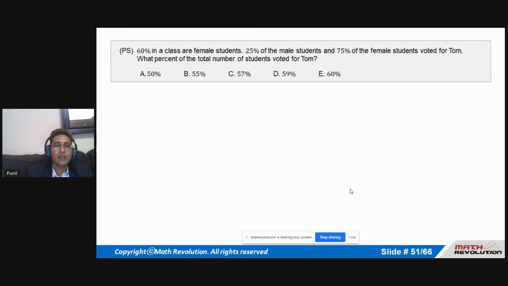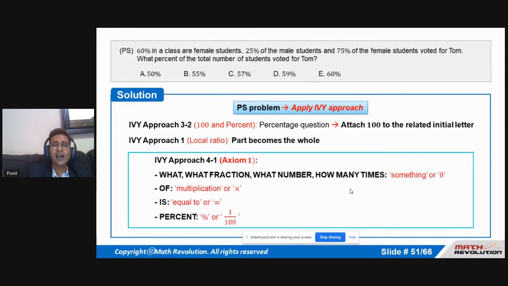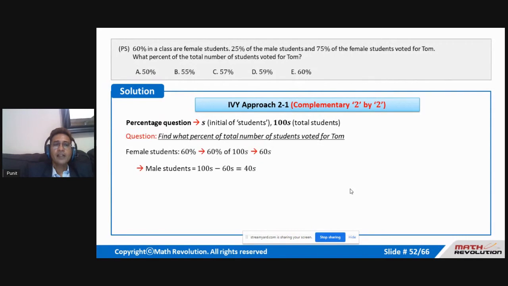Let's not waste much of the time in this. Let's apply the IV approach. We know 100 because of the percentages. We know part becomes the whole. We know the IV approach, Axiom 1, all about how to write what, how to write is, how to write of. So that is basic that we all know. So let's apply. For the students, we have taken the initial as S. Total students are 100 S. Female students are 60%, 60% of 100, 60 S.